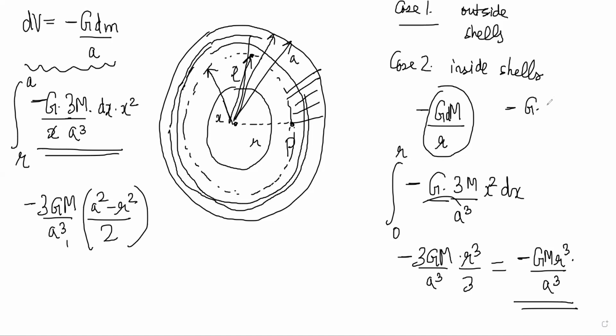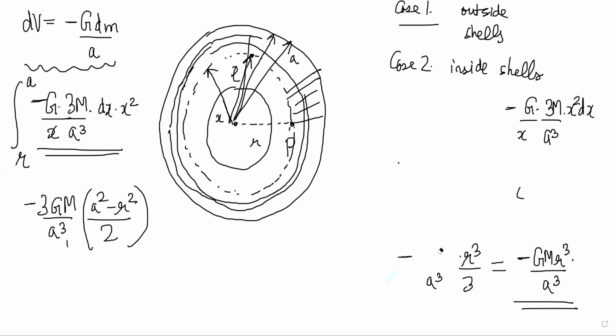So 3m by A cube x square dx and by x, right? By x or by r actually. What we can do is much simpler. We don't need to integrate it also actually. What we can do is simple.